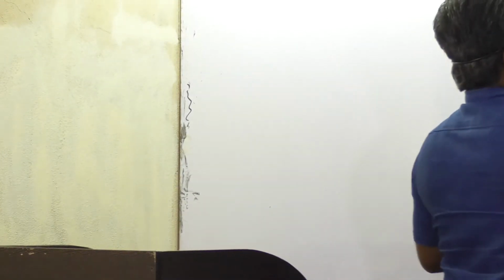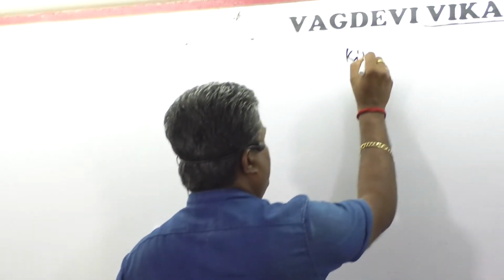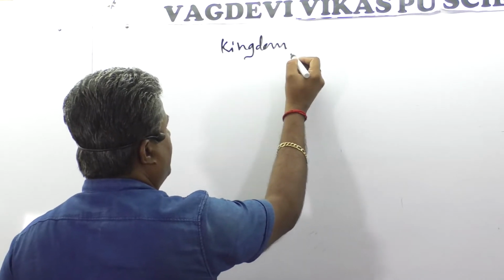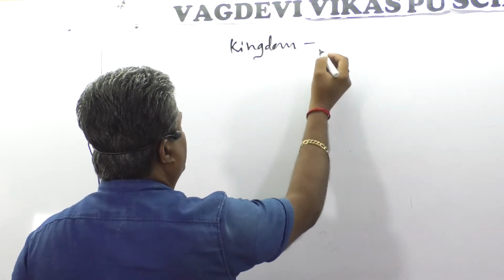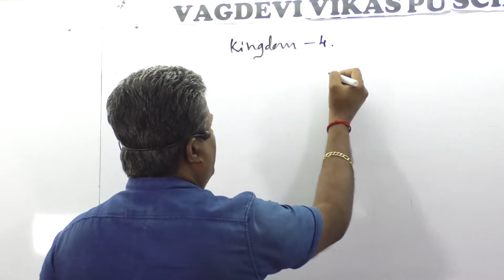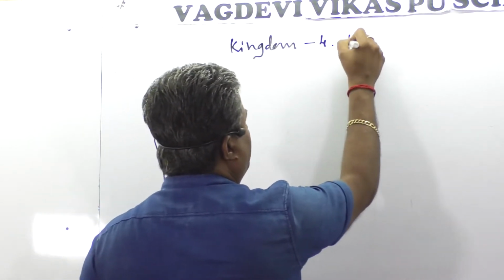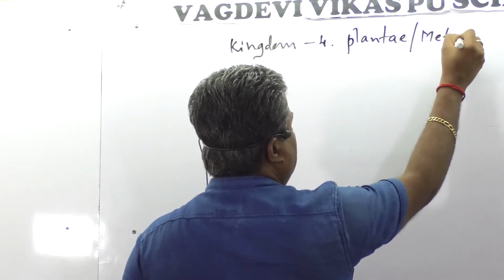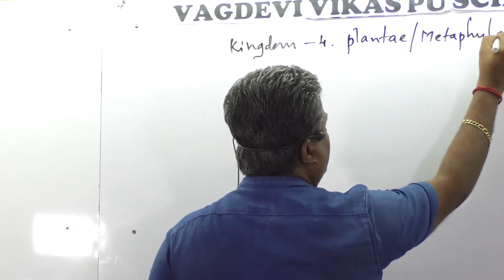Yes, dear students, today we discuss the other kingdoms, Plantae and Animalia. In the previous class, we discussed kingdom Protista and Mycota. Next to that one, kingdom Plantae, which is also known as Metaphyta.